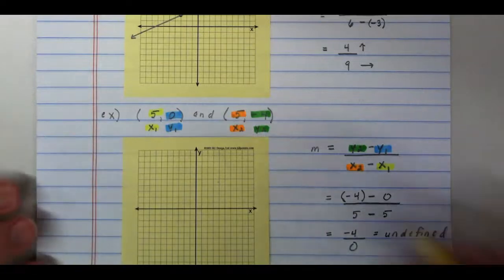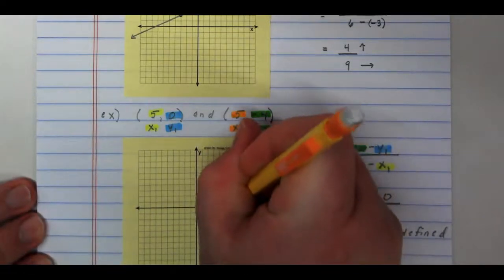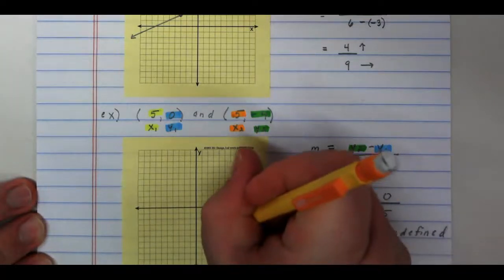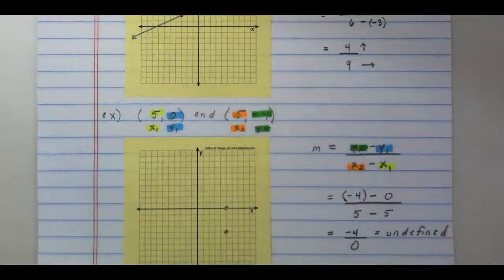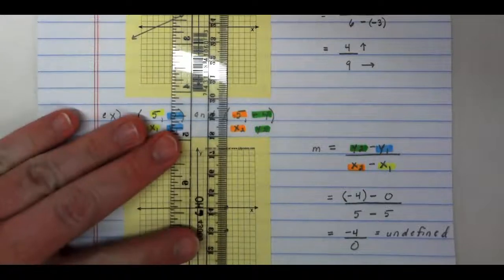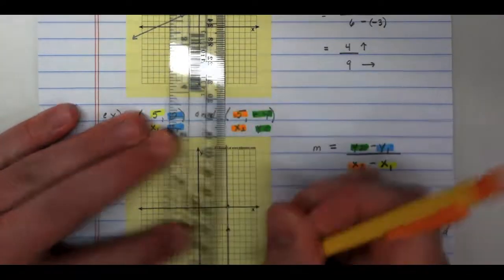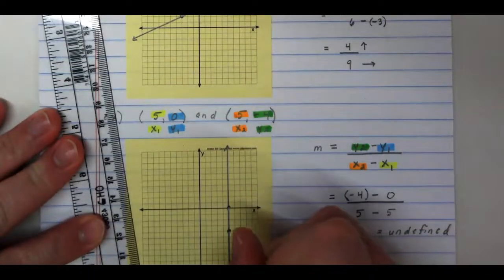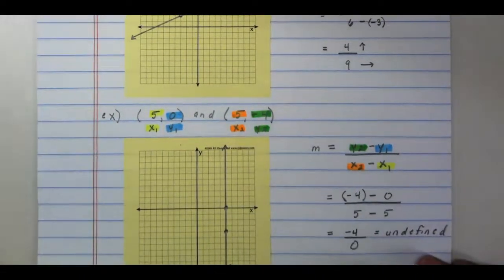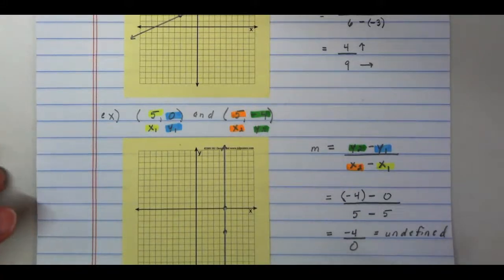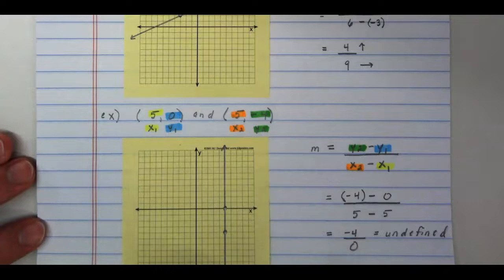So 5, 0 would be right here. And 5, -4 would be right here. And if we graph this and draw a line to check out the slope, do you see how it's a vertical line? So when you're dealing with a vertical line, it has an undefined slope, meaning we can't measure it because it's completely straight up and down.